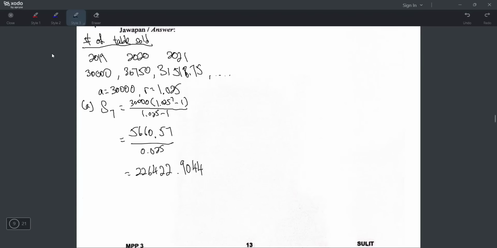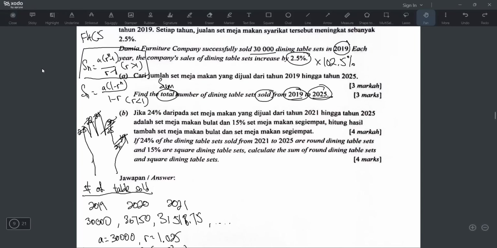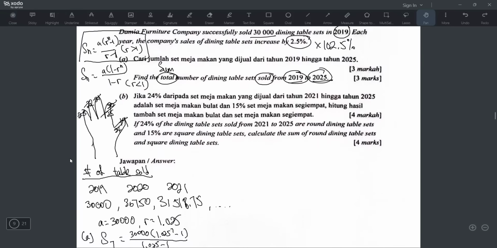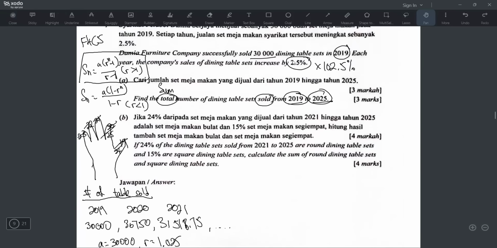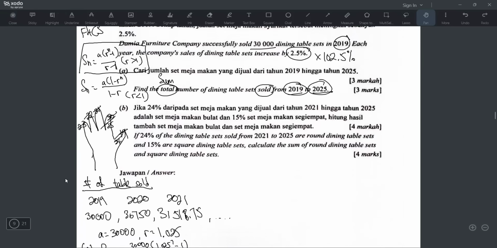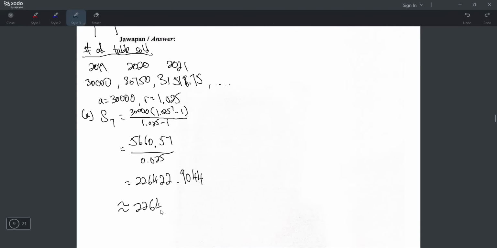Wait, hold on. This is the total number of dining table sets sold. So when you sell a dining table set, your bilangan cannot have the decimal one. Yeah, because this is about number of dining table sets, right? And when you sell a dining table set, you sell it one by one. You don't sell it like 0.9 or half of it. Nah, no. Right? So remember, bilangan tak boleh ada negative, tak boleh ada decimal, tak boleh ada fraction. It means you have to take the whole number. So the answer will be 226422.